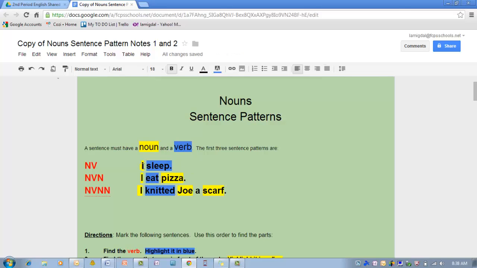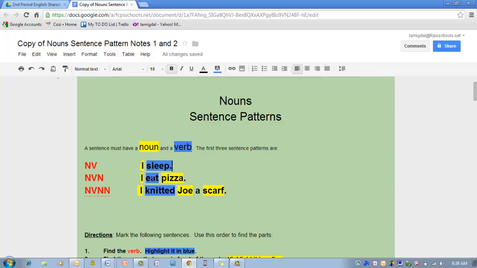Yes, it is. It has a noun, which I think you all know is a person, place, or thing, and then a verb, which is an action. So I sleep. That is a very, very basic sentence. You can add all sorts of things to it, but at the very base, that's the sentence. Our second pattern is noun, verb, noun.